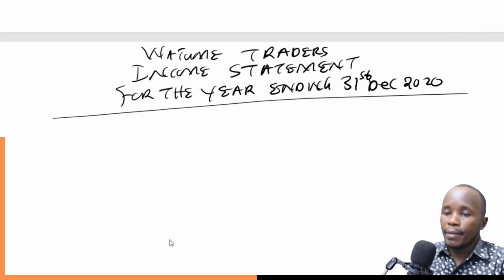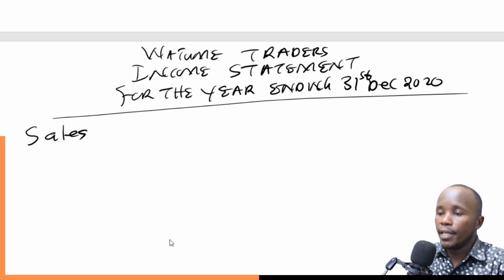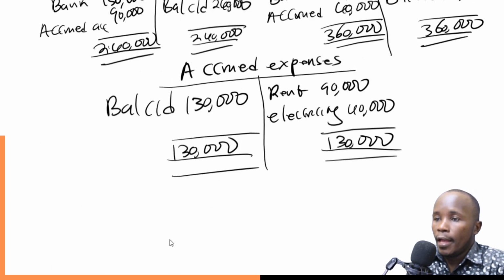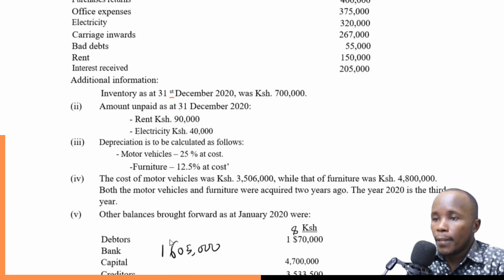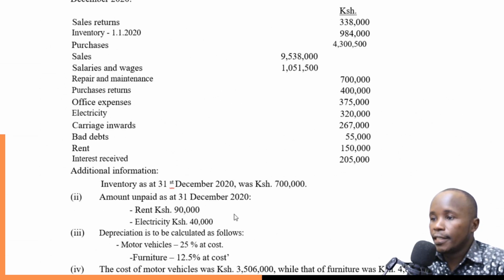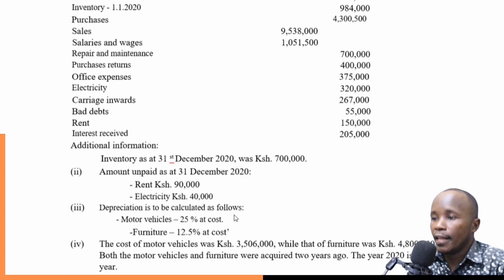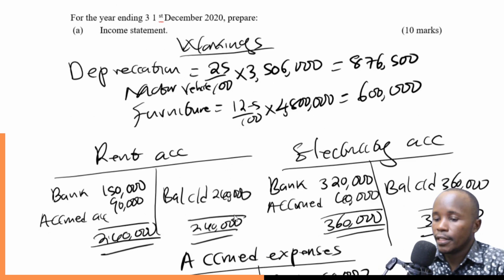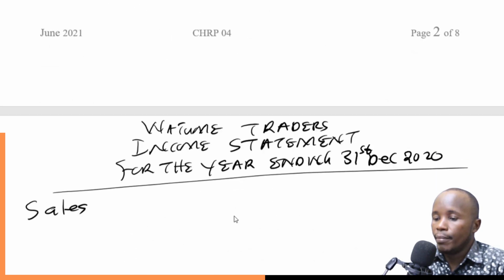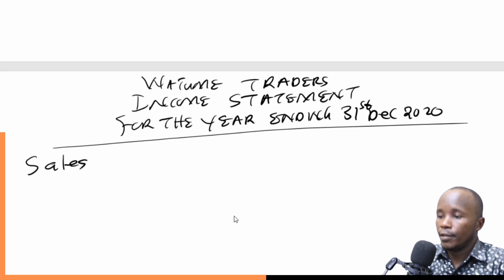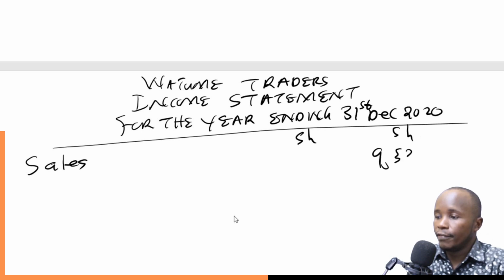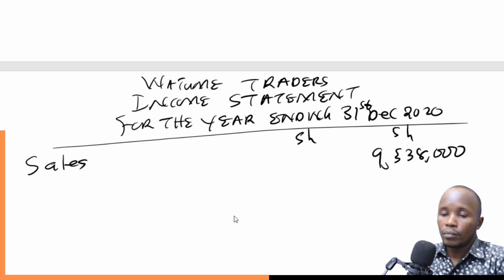The first item that appears in an income statement is sales. You bring in the sales here. The sales here is 9,538,000. I'll create a column here, and this one, 9,538,000.